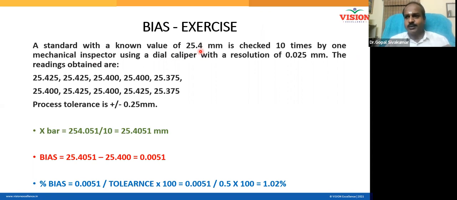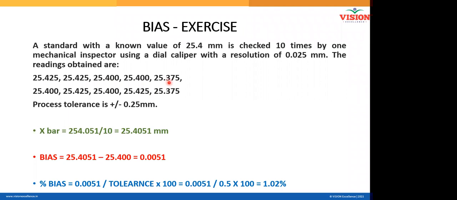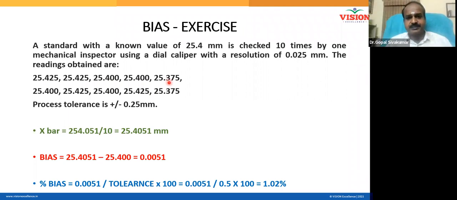25.4 mm. And you are asked to measure it 10 times. And you also measured it. And you gave me readings like this. Do you notice a variation in your reading? First time 25.425. Second is also 25.425. Third is 25.400. And fifth, someone has another one, 25.375. There is variation. Is this variation due to the process or to the measurement?